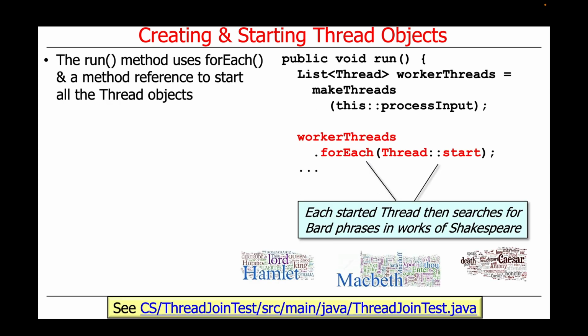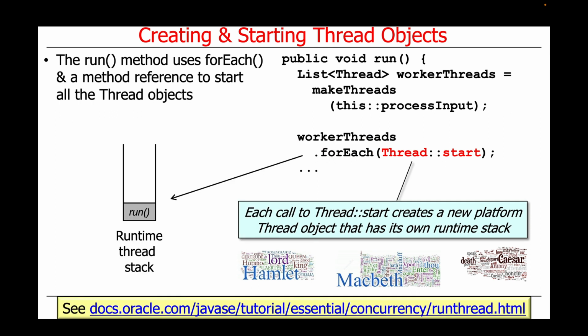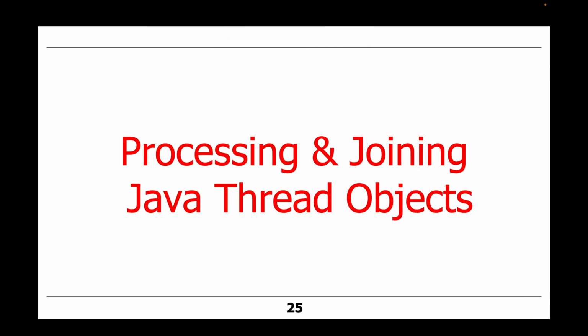In this case, the calling method is the run method defined in the ThreadJoinTest class, which uses the forEach method and a method reference to start all the thread objects returned from the makeThreads factory method. Each started thread then searches for barred phrases in its work of Shakespeare. Moreover, each call to thread start creates a new platform thread object that has its own runtime stack to perform the computations concurrently.